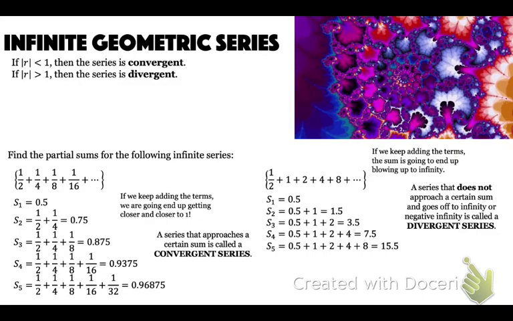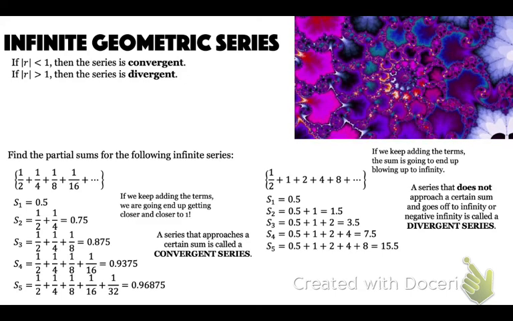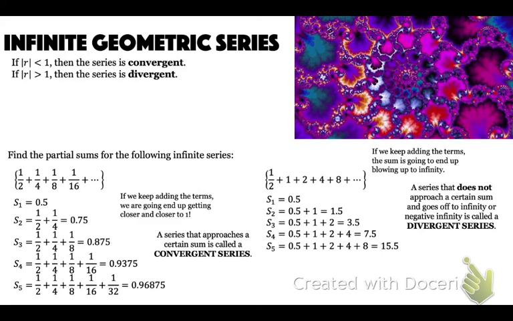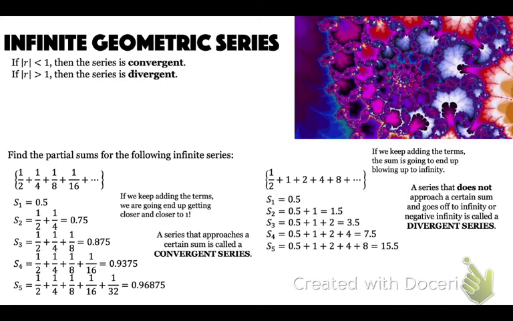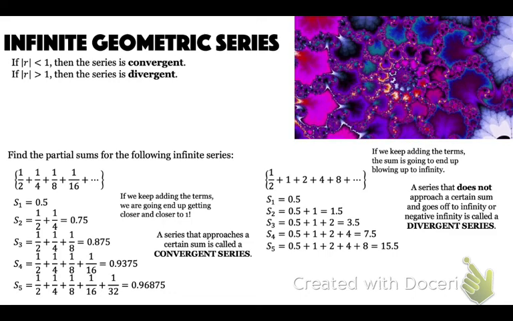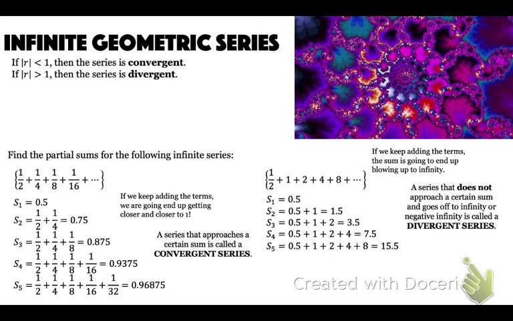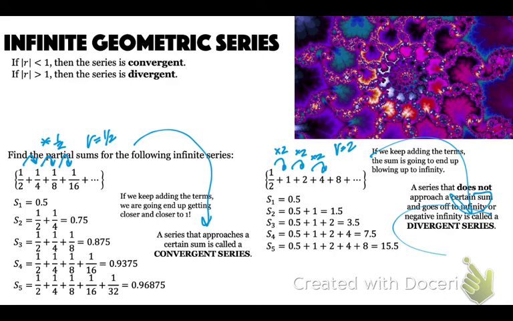If the absolute value of our R value is less than 1, it's going to be convergent. It's going to just go to one point, and that's what it equals. If our R value is greater than 1, it's going to blow up. In this case, I was multiplying by 1/2 each time, which means my R equals 1/2, resulting in a convergent series. Whereas this one, I was multiplying by 2 each time, which means my R equals 2, resulting in our divergent series.